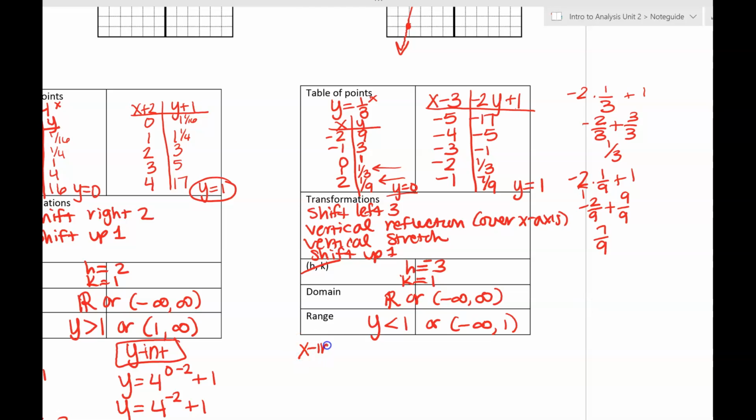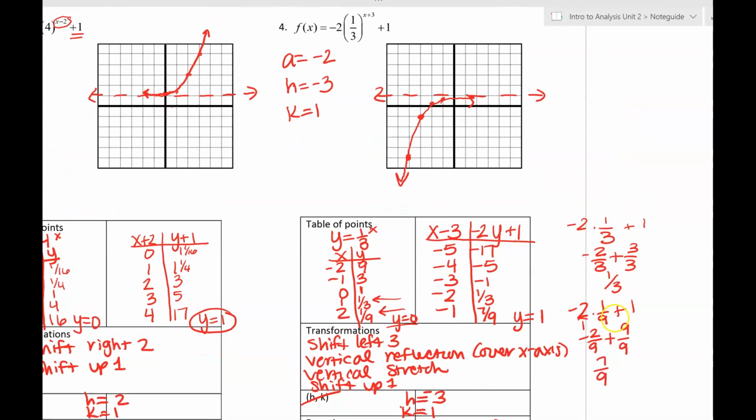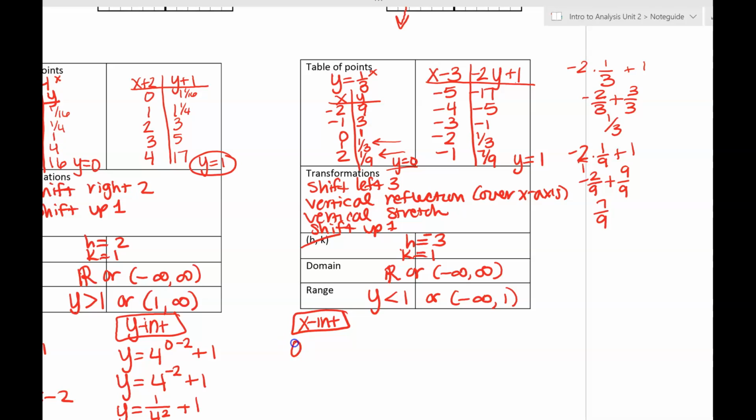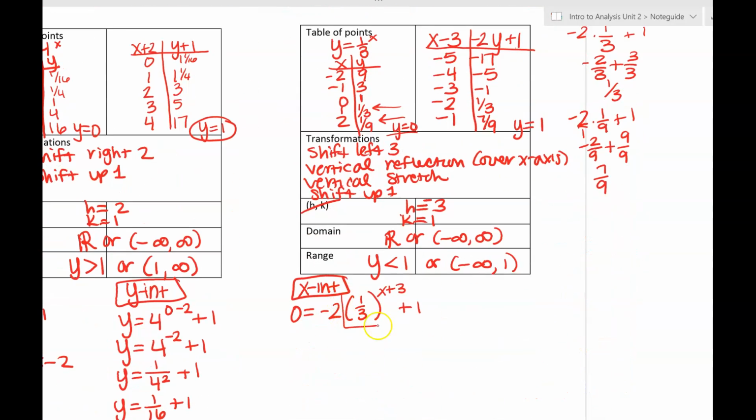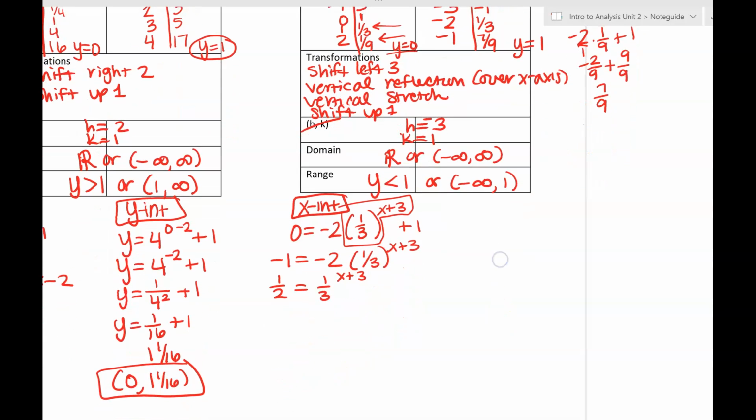The x-intercept is going to be found by setting 0 equal to our expression here. And let me make sure I've copied it correctly. So we want to get this portion alone first. So I would subtract 1 and then divide by -2. So I had 1/2 equals 1/3 to the x plus 3 power. And I would rewrite this in log form.